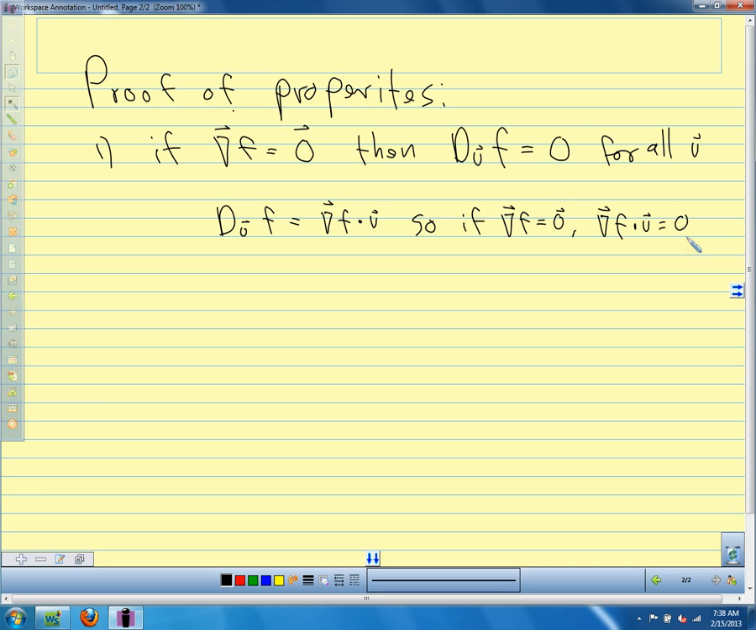So what would you guess? Just thinking about what we're talking about here. If the gradient is 0, what is that telling you about your function, your surface?